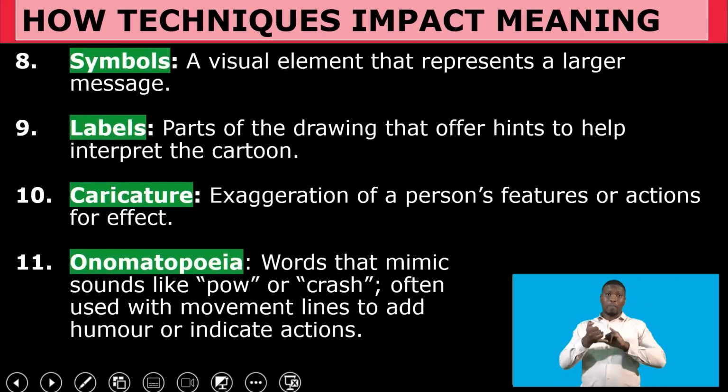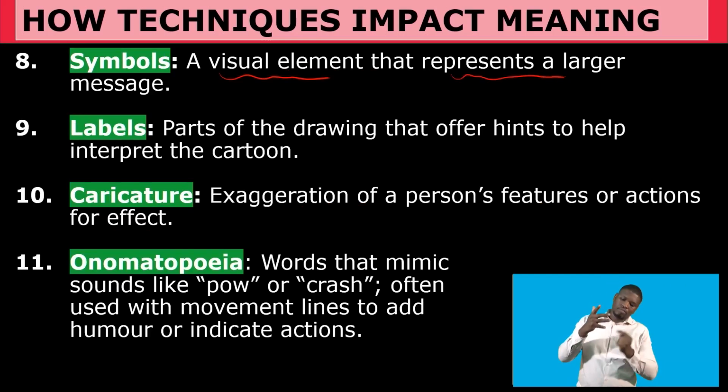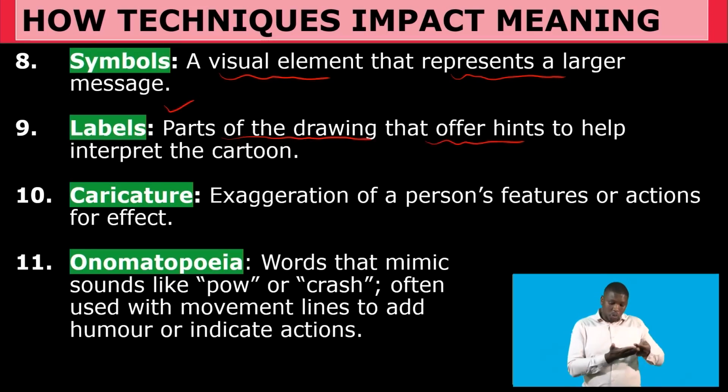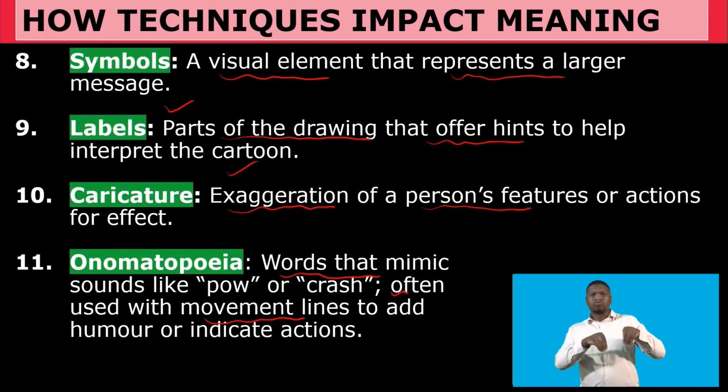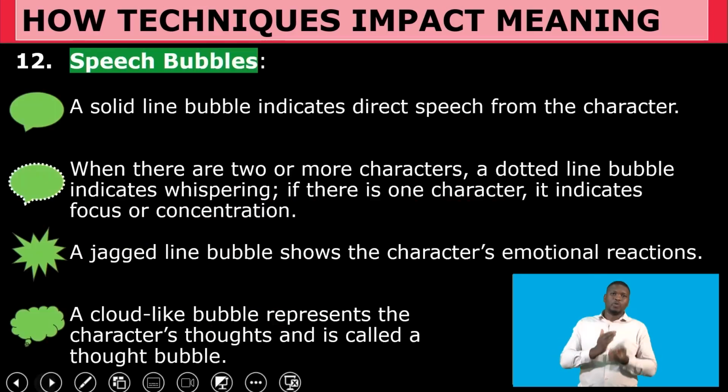Symbols in cartoons are visual elements that represent a larger message. Labels can also be found in some cartoons, where parts of the drawing that offer hints to help interpret the cartoon are labeled with a word or two. Then a caricature is an exaggeration of a person's features or actions for effect. And lastly, we have onomatopoeia, words that mimic sounds like pow, boom, or crash, depending on the context, often used with movement lines to add humor and indicate these actions.